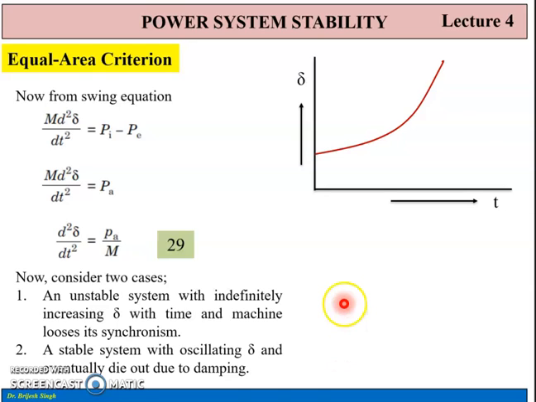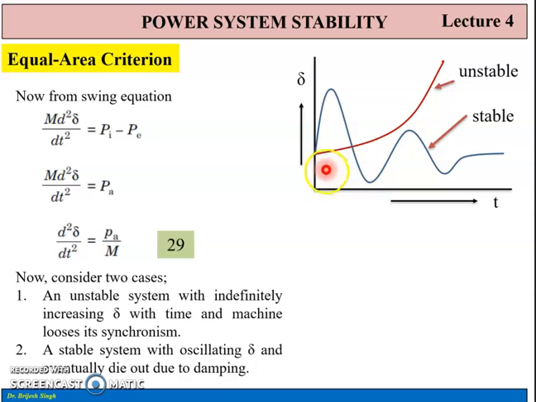As you see in this figure, if we plot a curve of load angle versus time, this represents the unstable system of case 1, where the load angle increases infinitely with time and does not settle at a particular value. In the second case it is an oscillatory system, where delta oscillates with respect to time and finally settles at a particular value.